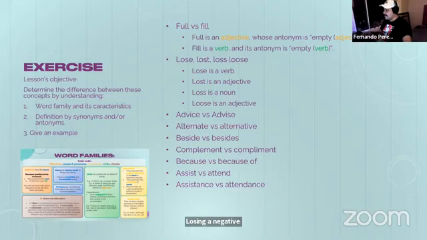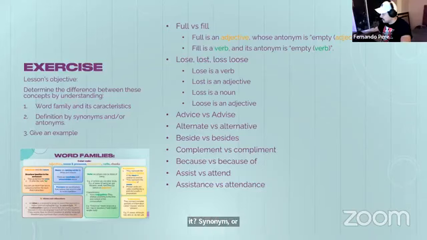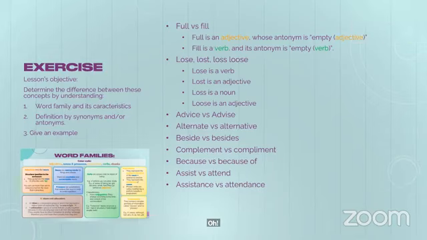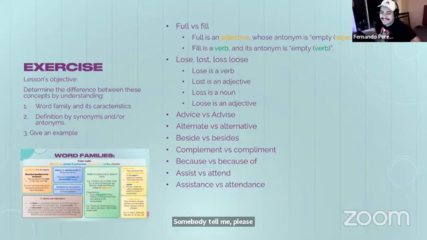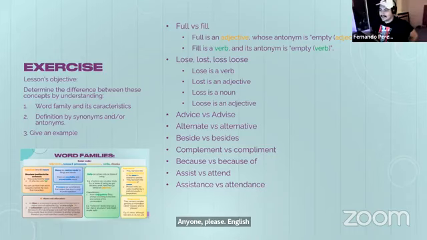As we have similar families, we need to go now to the meaning. What is the synonym or antonym of lose as a verb? Somebody help him, please. Anyone with English in their mind?